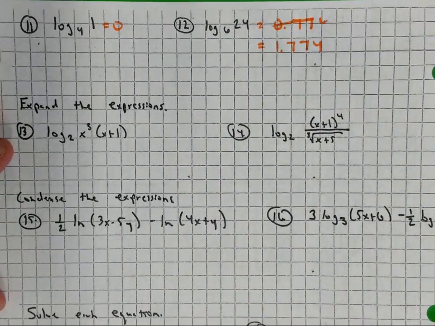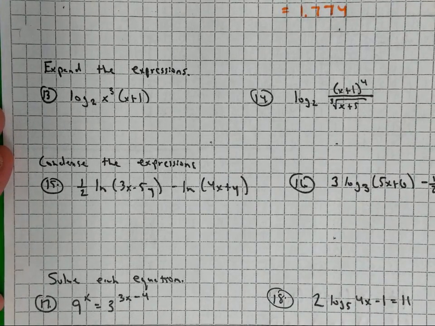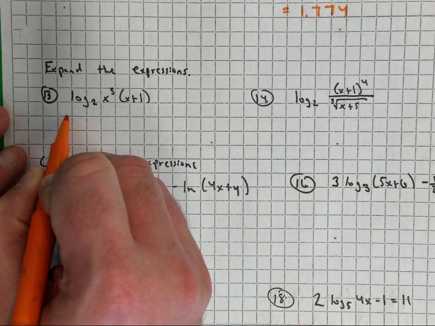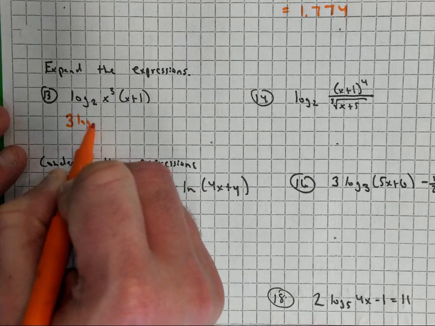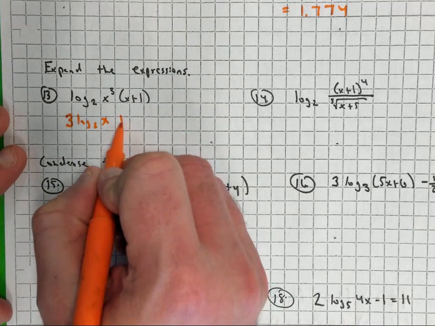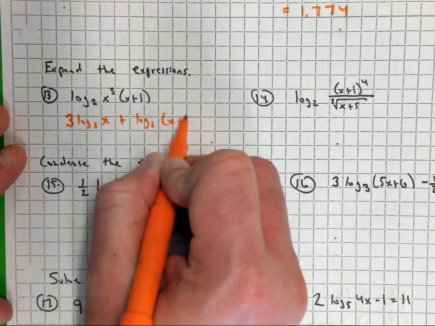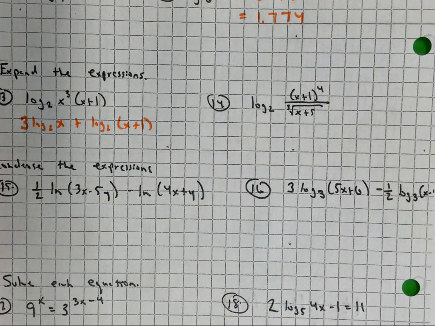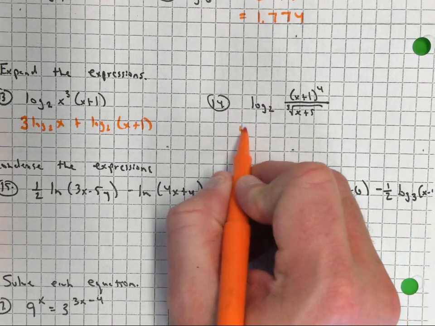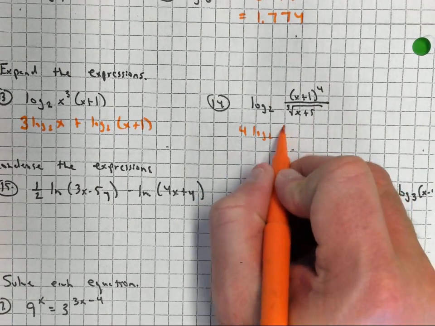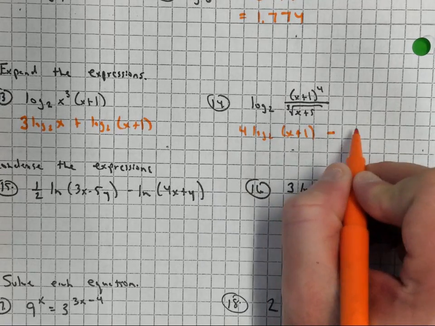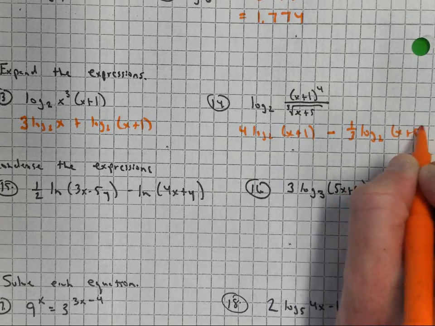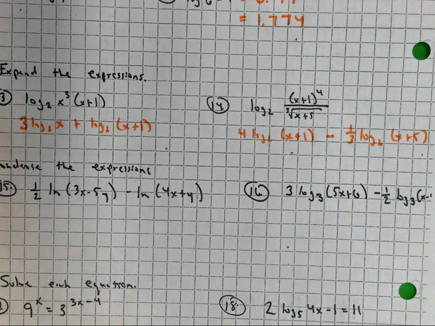Alright, next on your test, expand the expressions. Expand means make bigger. So, how would I write this first part? 3 log base 2 of x plus log base 2 of x plus 1. Product rule. Number 14. How would I write that? 4 log base 2 of x minus 1/3 log base 2 of x plus 5. Cube root. I'm going to put a 1/3 out there.